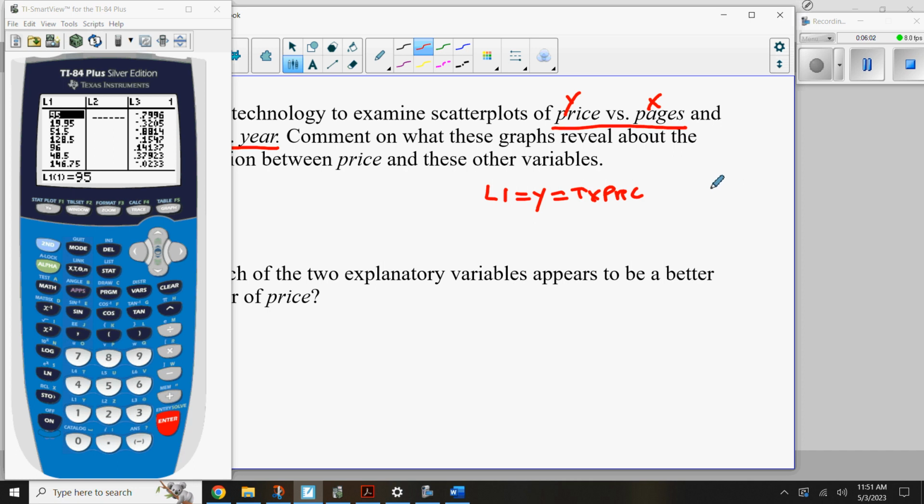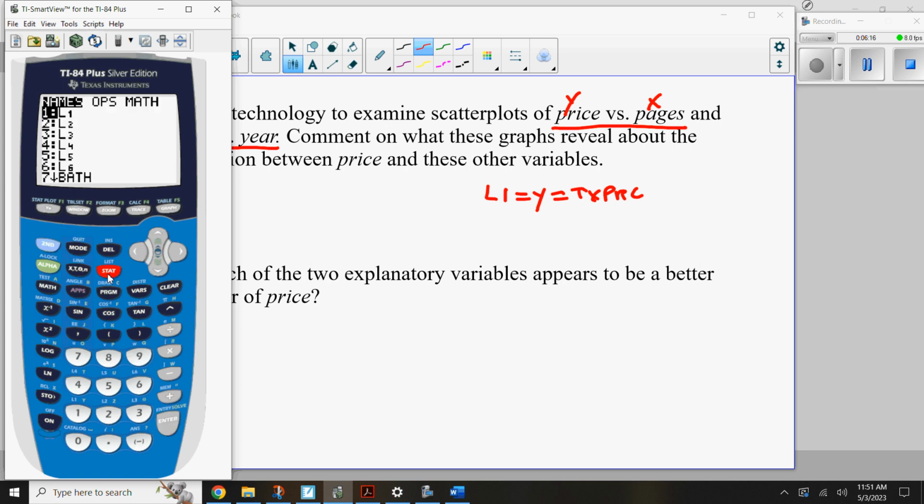Then I'm doing price versus pages. So I'm going to go over to L2, go up to L2, and hit Enter again. I'm going to go Second List, and now I'm looking for pages, and I think that one is just called Pages. So I'm going to go Alpha, go to P, and there it is right there, Pages. So L2 equals L Pages, and I hit Enter.